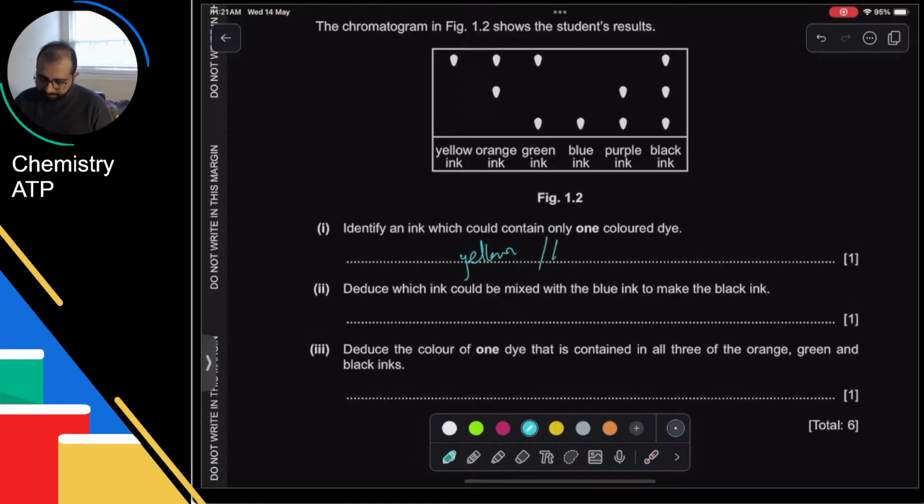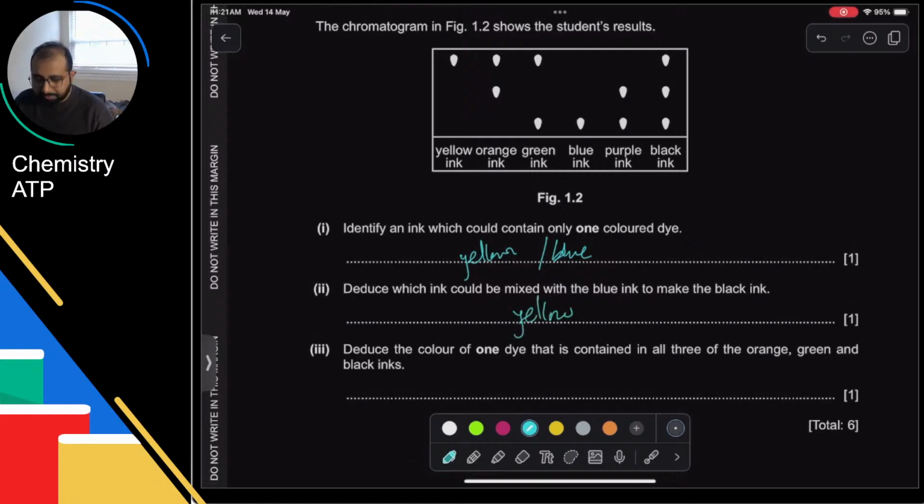Deduce which ink could be mixed with blue ink to make black ink. So what's the idea? You want to get the blue one and you want to get something else to make the black one. Blue is already there, so blue is in this one and this one, and yellow is there as well, so we will say yellow.